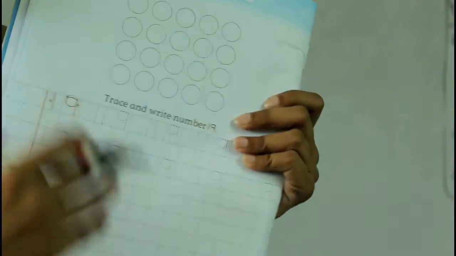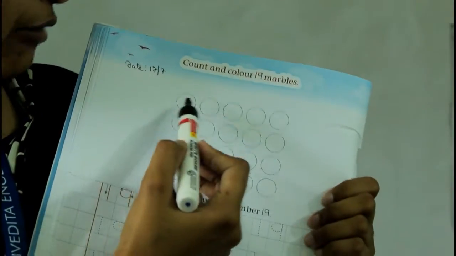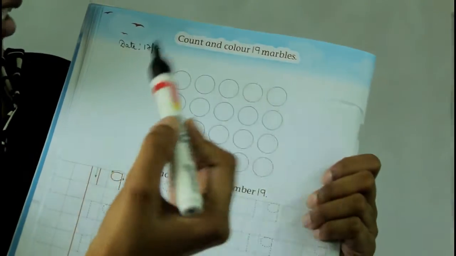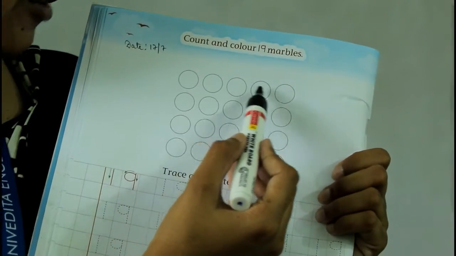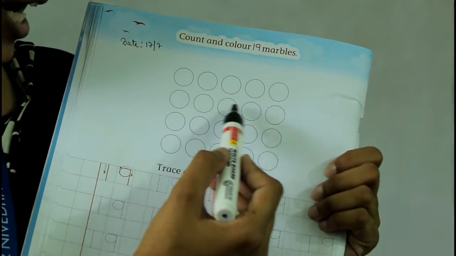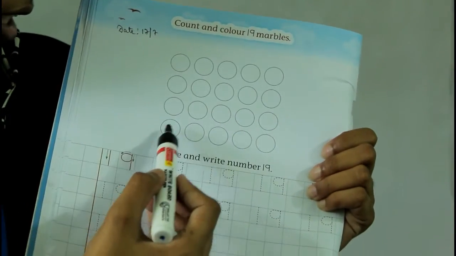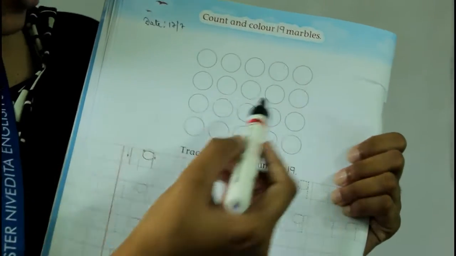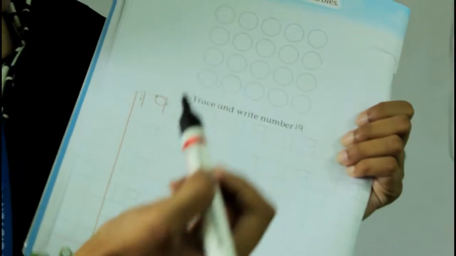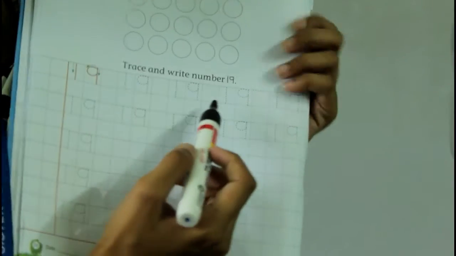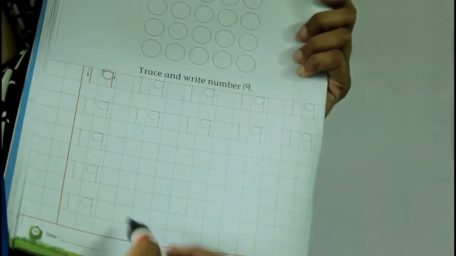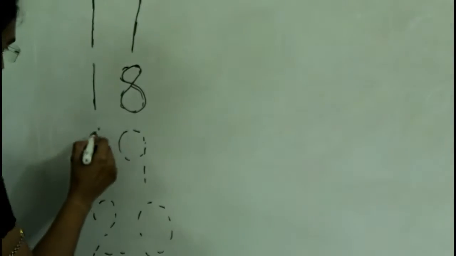That is number 19. So here you have to count 19 marbles. Let's count 1, 2, 3, 4, 5, 6, 7, 8, 9, 10, 11, 12, 13, 14, 15, 16, 17, 18, 19. Then color these 19 marbles, and here you have to trace the number 19, and here you have to write it by yourself.